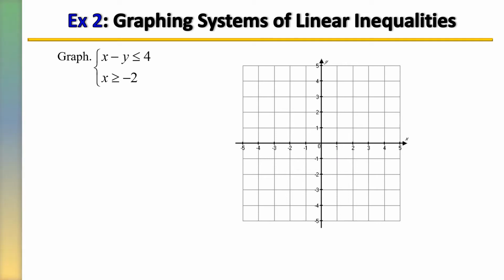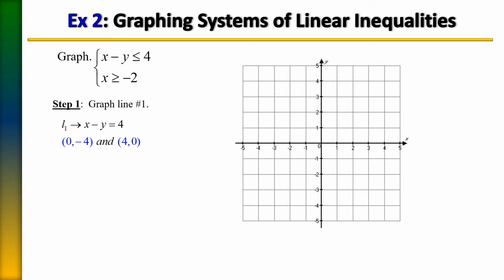In this example, we're going to graph a system of linear inequalities. So we're going to begin first by graphing line 1, and since it's in standard form, we can use the x and y intercepts to go ahead and quickly obtain our points. So there they are. So we're going to go ahead and graph those as 0 and down 4, over 4, stay at 0, and we're going to graph a solid line.